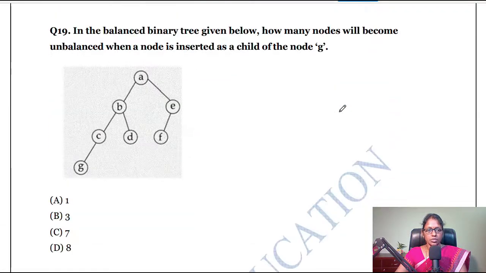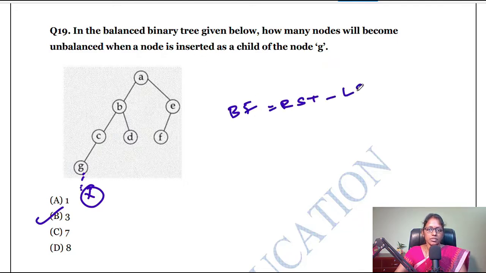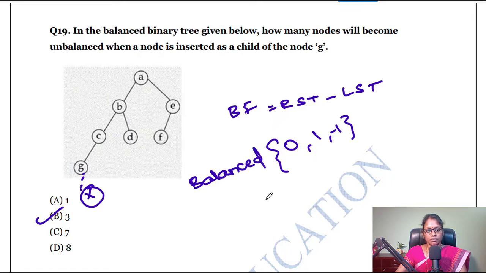And the next question is, in a balanced binary tree given below, how many nodes will become unbalanced when a node is inserted as a child node? The same question was asked here also. When a node x is inserted here, how many nodes will be affected, which is already calculated. That is 3. You have to identify the balance factor, right subtree minus left subtree. For each node you have to find the balance factor, and 0, 1, minus 1 is balanced, and other values will be considered as an unbalanced node.